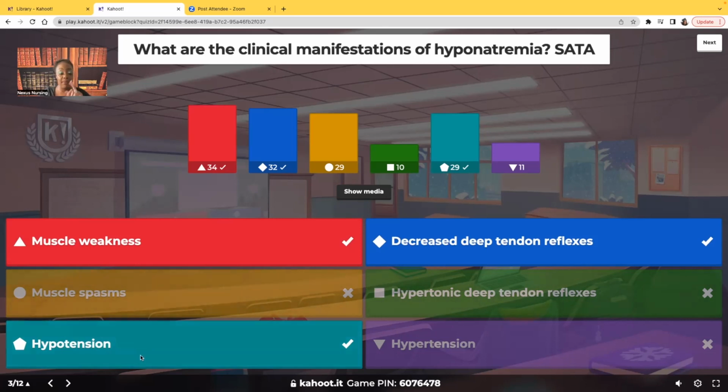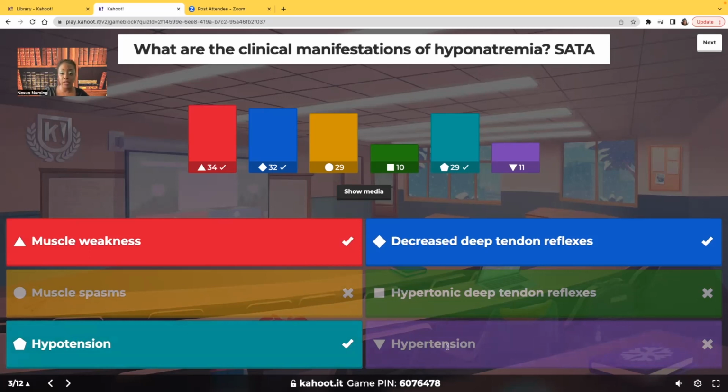Hypotension, yes. And let me explain to you why. Fluid goes everywhere that sodium goes. And that's why people with high blood pressure shouldn't be eating foods high in sodium, because fluid follows sodium. So the more sodium you have in your body, the more fluid you're holding on to, the higher your blood pressure is going to be. So if you don't have enough sodium, what do you think your blood pressure is going to look like? The opposite. It's going to be low. You're going to be hypotensive. So yes to hypotension, but no to hypertension.